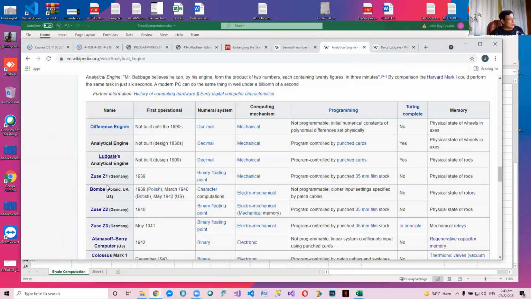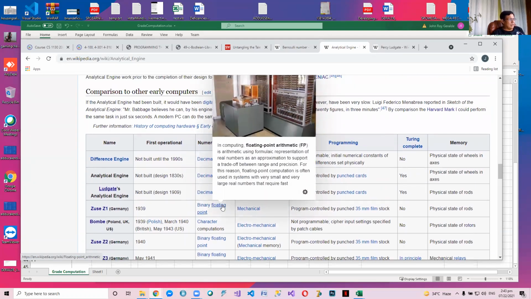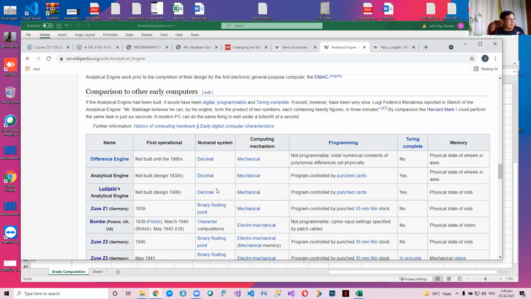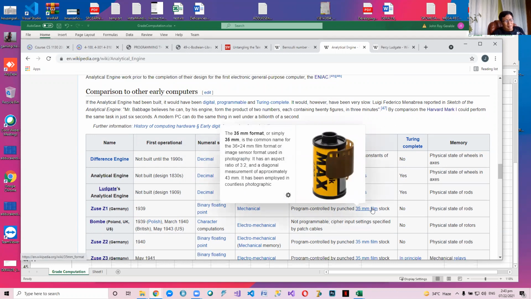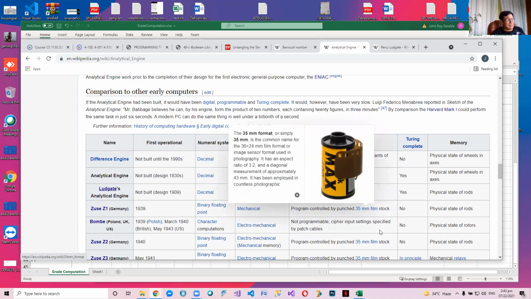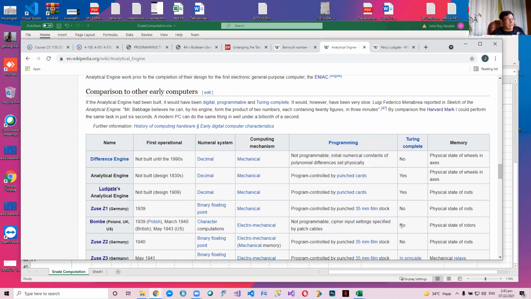We'll look at Zuse. Zuse Z1, 1939. This was the first attempt to invent a mechanical computer based on Charles Babbage's design. This time it's not decimal, but a binary floating point number. It's a binary floating point machine, which means that the numbers are not decimal, rather they're in binary. It's mechanical, and the programming is done on tapes, 35 millimeter films. Tapes na siya. It's not Turing complete.